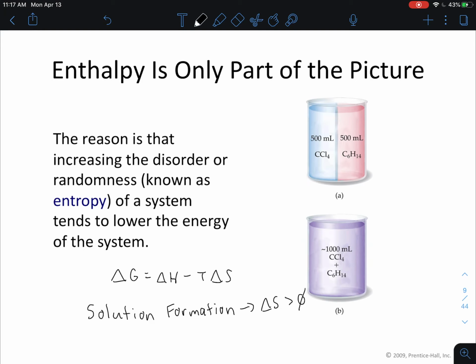So then when we come to our equation and look at delta S, when that is positive, it makes it possible for us to get a negative delta G even if delta H is positive. So our explanation for why an endothermic process could be spontaneous would be if the entropy change is enough to make up for it. And generally speaking, the entropy change will be substantial every time I make a solution.